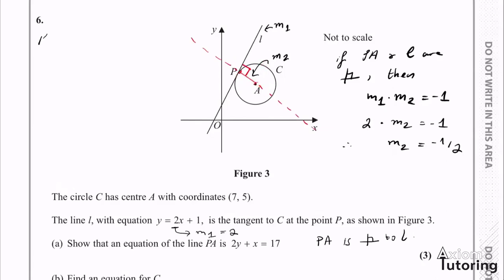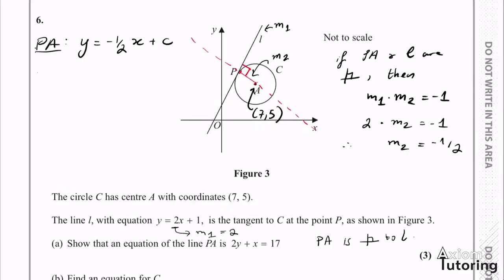So imagine PA takes the form of a straight line, y = mx + c, but we know that its gradient is -1/2. So y = -1/2 x + c. The last thing we need is our constant, plus c. We are given the information that A has coordinates (7, 5). So the coordinate (7, 5) lies on the line, meaning we can substitute the values for x and y into our straight line equation, and then we can get a value for c.